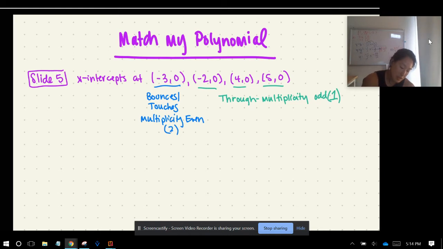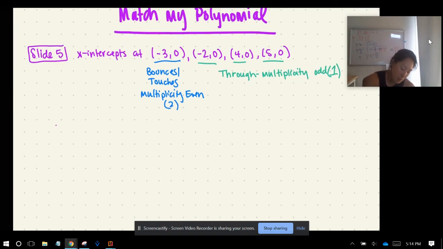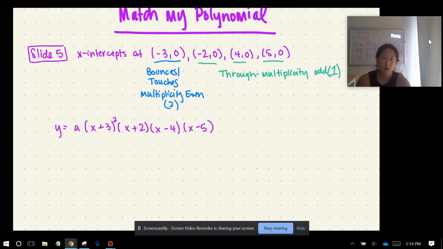All right, so I'm going to write in factored form. Y is equal to a times (x plus 3) times (x plus 2) times (x minus 4) times (x minus 5). And I have to remember that I actually have 2 factors of (x plus 3). So I have a total of 1, 2, 3, 4, 5 factors. So the polynomial is an odd degree.